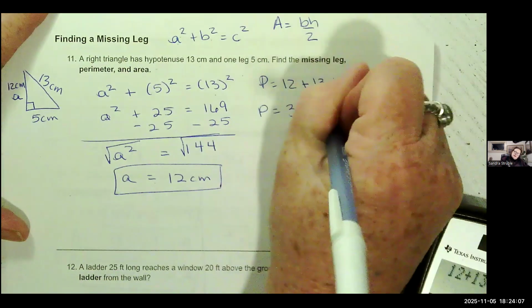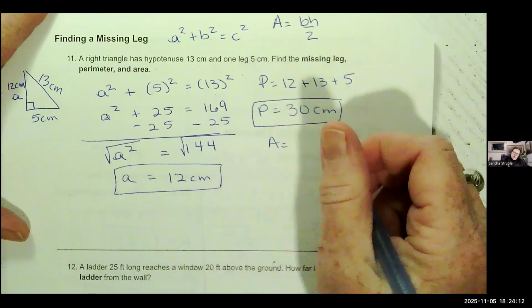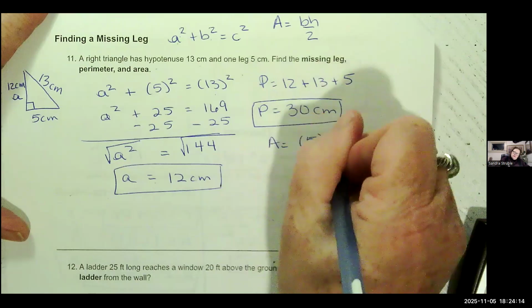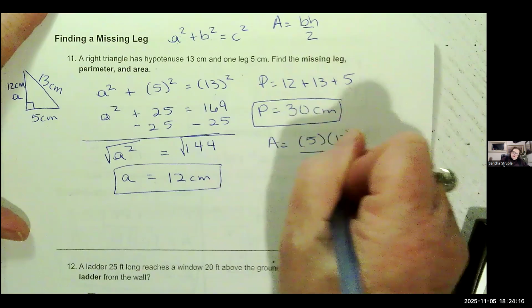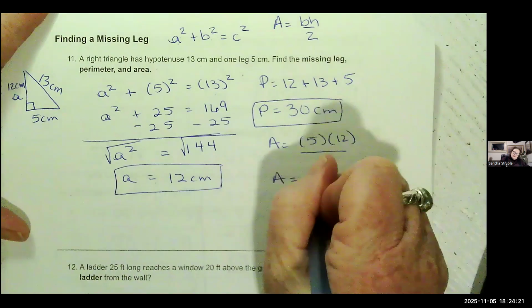Lastly is the area, base times height divided by 2. The base is 5. The height is 12. Divide that by 2 is 30. And this is centimeters squared because it is area.